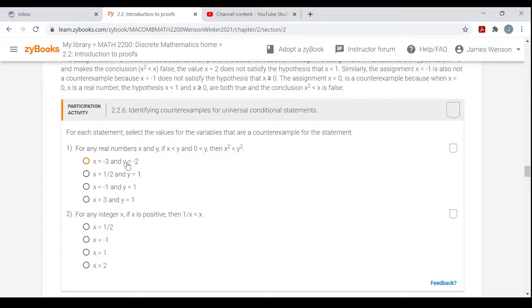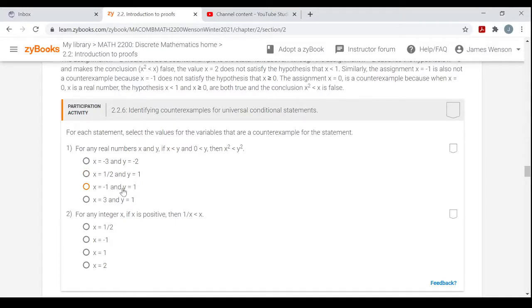So this can't be a counterexample because y is not positive. It doesn't satisfy the hypothesis. This can be, right? x is less than y, y is positive, but the conclusion is true though. A half squared is a fourth. 1 squared is 1. A fourth is less than 1. So the conclusion is true. This would make it true, actually.